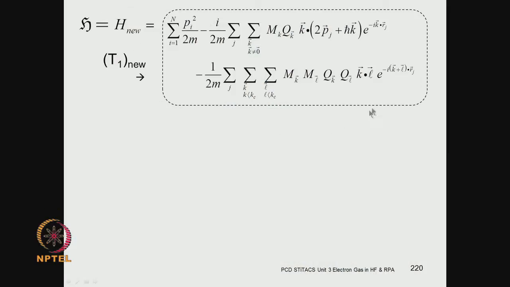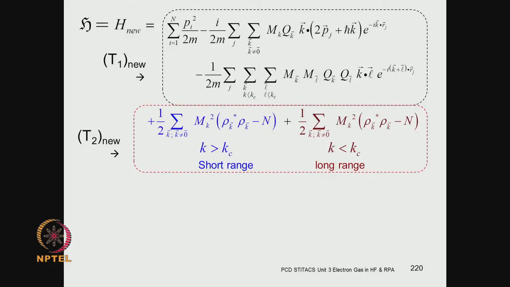So, let us write the new Hamiltonian. This part comes from the term T1 which is transformed. Okay. Then you have the second term which is invariant. However, we wrote the second term in two pieces.